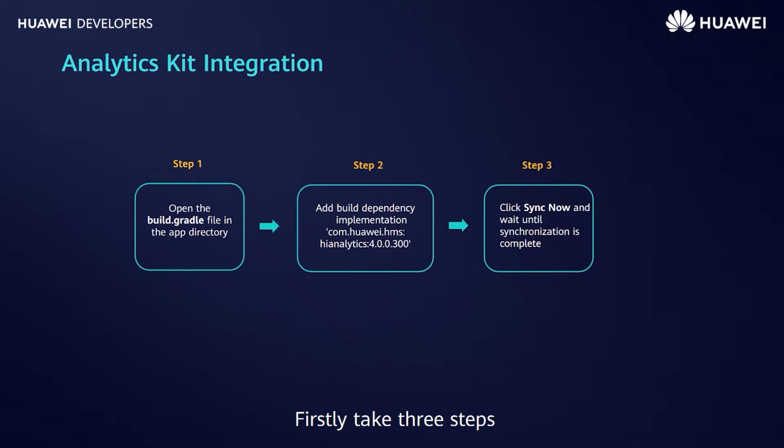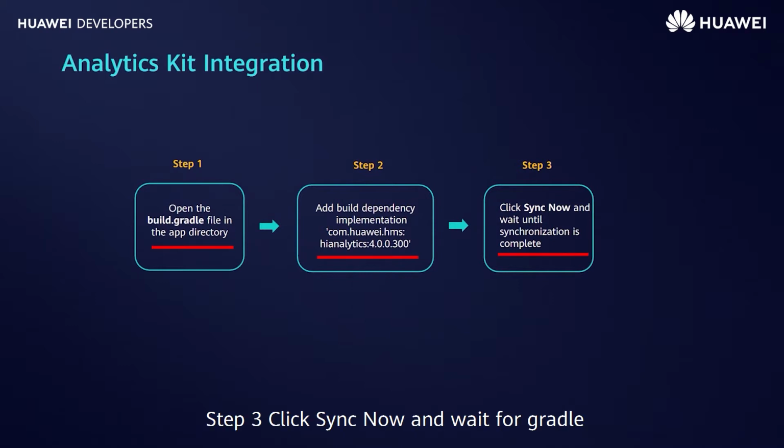Firstly, take 3 steps to integrate Analytics Kit into your project. Step 1. Open build Gradle file under app directory. Step 2. Add Analytics Kit SDK dependence. Step 3. Click Sync now and wait for Gradle to complete synchronization.